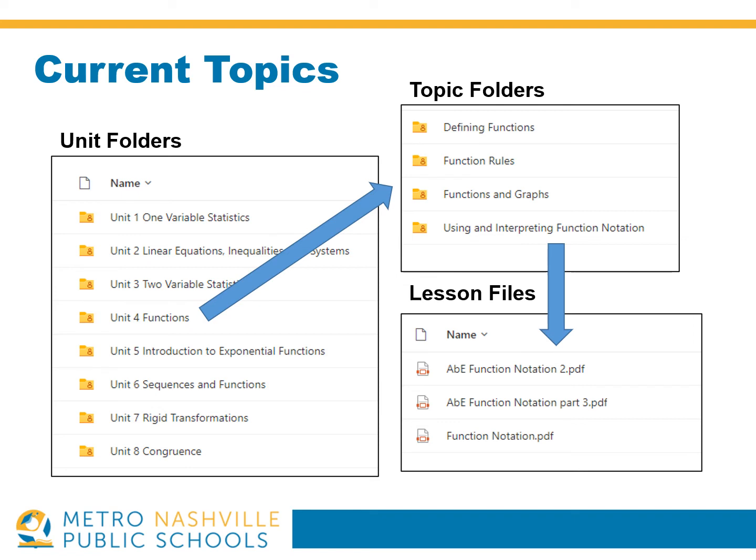So we'll click in the topic folder, using and interpreting function notation. And here you'll see 3 different lesson files provided. You may notice that the lessons for some of the later units have not all been uploaded yet. We will continue to add curriculum content to these folders prior to the start of those units.